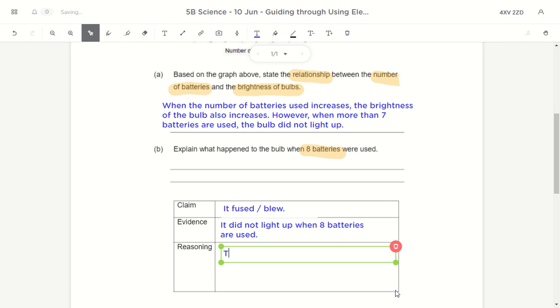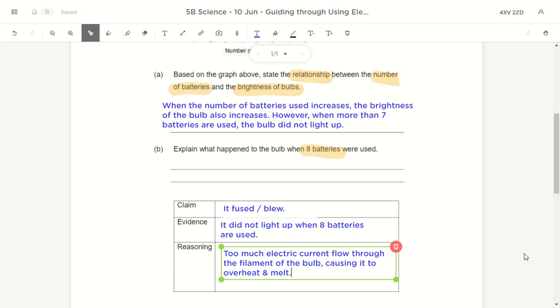Okay, when 8 batteries are used, basically there is too much electric current flowing through the filament of the bulb. Not just the bulb, but the filament of the bulb, which is the important part. So when 8 batteries are used, too much electric current flows through the filament of the bulb, which gives you the light and also the heat. And what happens when too much electric current flows through the filament of the bulb? It will cause it to overheat and melt. Okay, and that's why it blew.